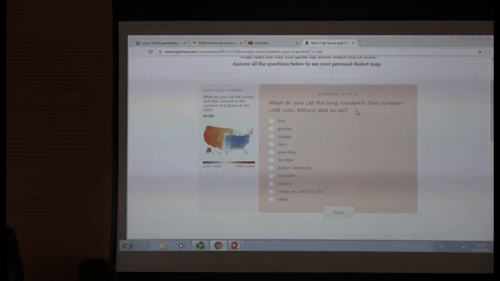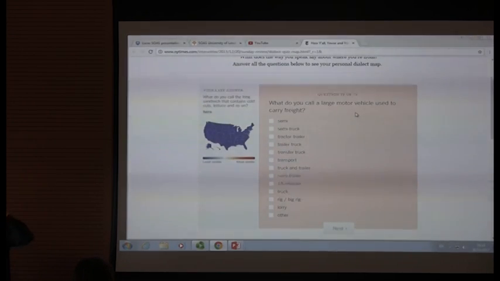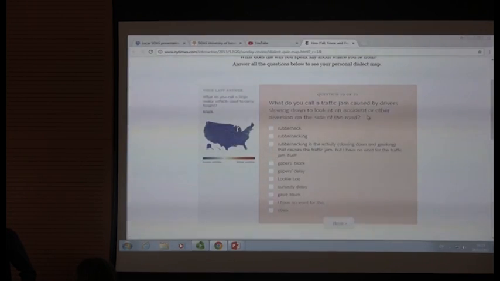What do you call the long sandwich that contains cold cuts, lettuce, and so on? Hero. What do you call a large motor vehicle used to carry freight? What do you call a traffic jam caused by drivers slowing down to look at an accident or other diversion on the side of the road?